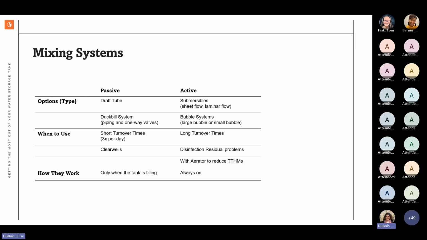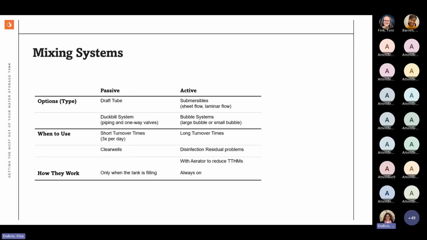Active systems come in a variety of types, as you can see in the chart. This is the current standard for mixers in most tanks, and I should note that some states or provinces have regulations that require all new tanks and tank rehabilitation projects add an active mixer. Some just say mixer, and some do not have an opinion. Regardless of the regulations, a mixer will not harm your tank. It will most likely help to improve water quality.